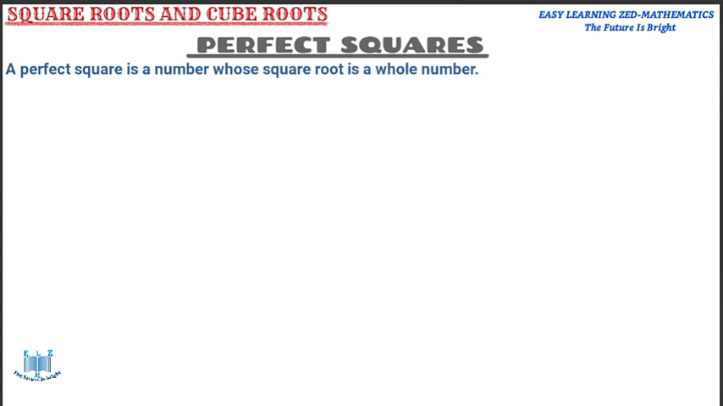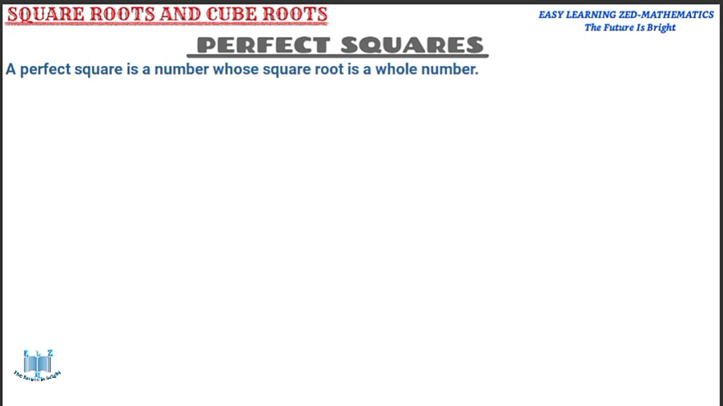A perfect square is a number whose square root is a whole number. That is a perfect square. So numbers like 2, which have a square root that is a decimal number, are not perfect squares. Perfect squares are those numbers whose square root is a whole number.